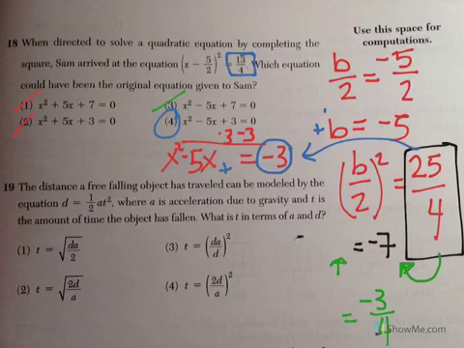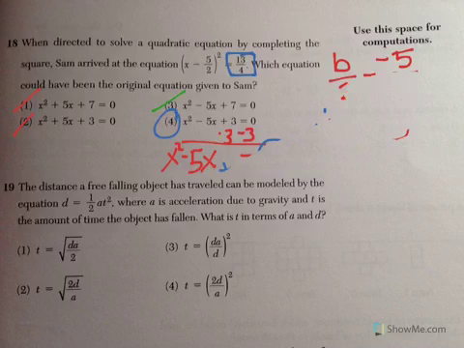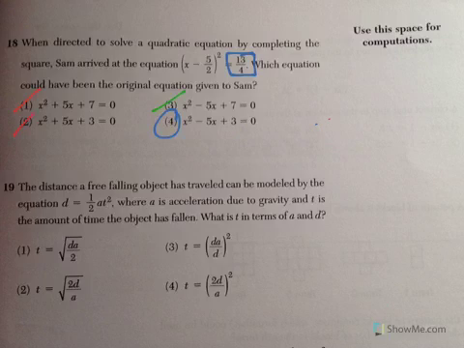Okay, let's just erase some of this so we have room for the next problem. Okay, so in number 19, it says the distance a free-falling object has traveled can be modeled by the equation d equals 1/2 at squared, where a is acceleration due to gravity and t is the amount of time that the object has fallen. What is t in terms of a and d? Well, there is always one of these questions on a Regents. So we need to know how to solve for a specific letter. So they want you to solve for t.